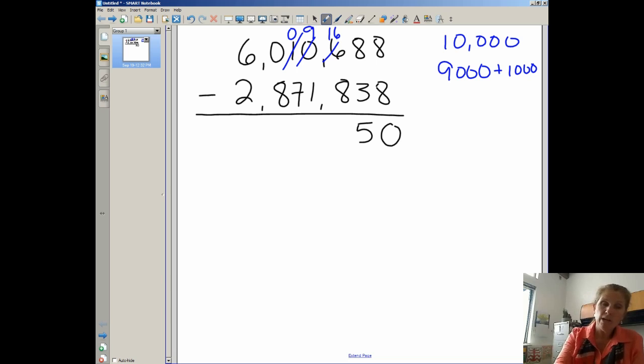Now I'm going to subtract. 16 minus 8 is 8. 9 minus 1 is 8. And by the way, I'm doing that subtraction in my head. I know 16 minus 8 is 8. I've been doing math for a long time, and I do it every day, and I'm pretty good at it. You may not be as good at it. You may not be able to do that in your head.